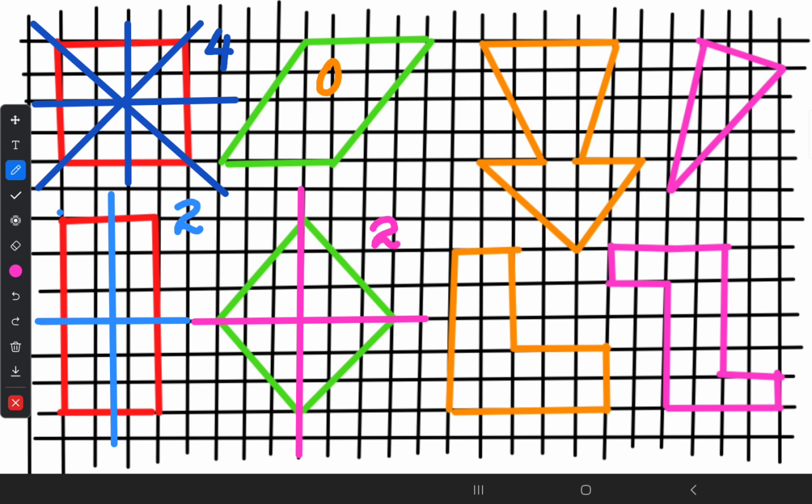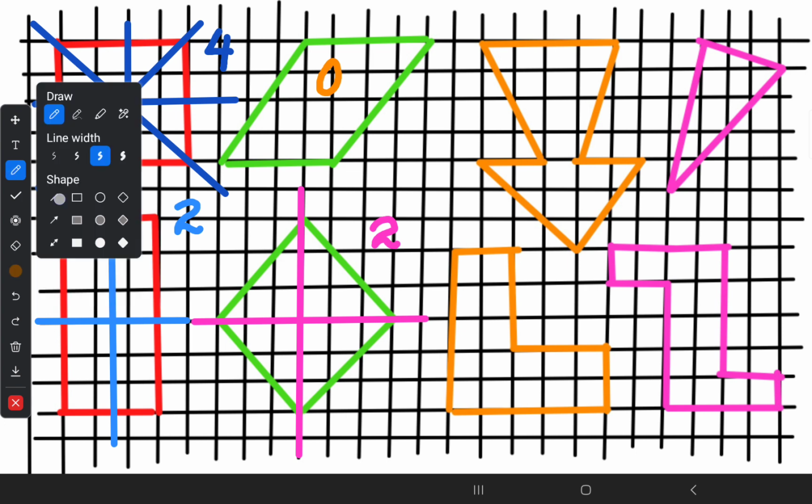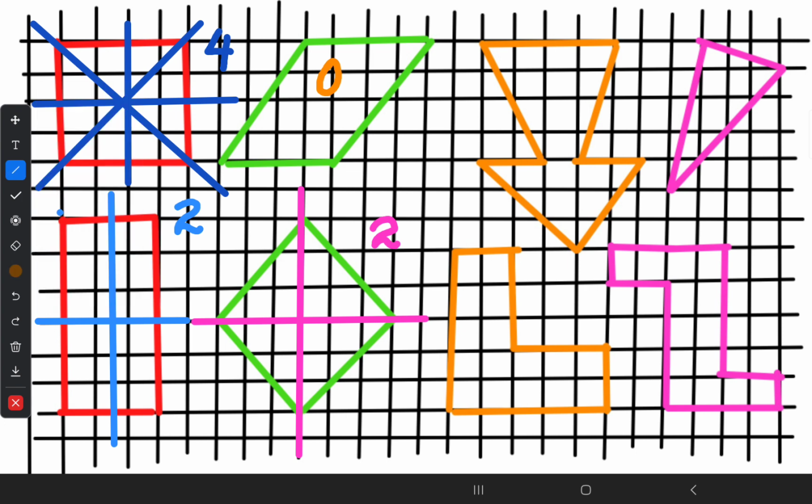In a square 4, in a rectangle 2, in a parallelogram 0, in a rhombus 2. Don't memorize them. Try to understand what is happening over here. And we have another arrow shape. In this arrow shape, I cannot draw here or here. It will not give you any symmetry. Through this line only I can draw a symmetry.